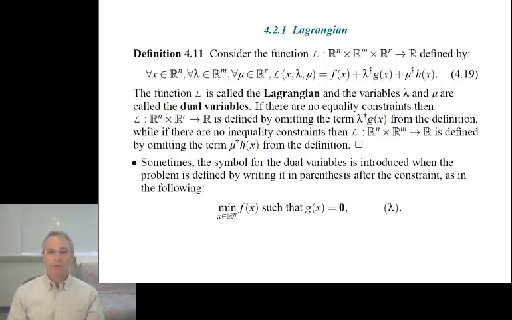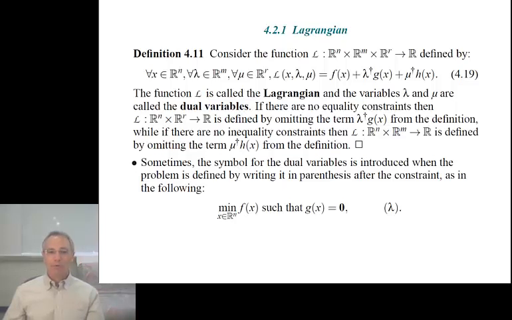So the Lagrangian L(x, lambda, mu) is defined to be the objective f(x) plus lambda transpose times g(x) plus mu transpose times h(x). That function is called the Lagrangian. The variables lambda and mu are called the dual variables. And if we have a problem that doesn't have any equality constraints, we'll just omit the term involving those constraints. Similarly, if we don't have any inequality constraints, we'll omit the term involving those.